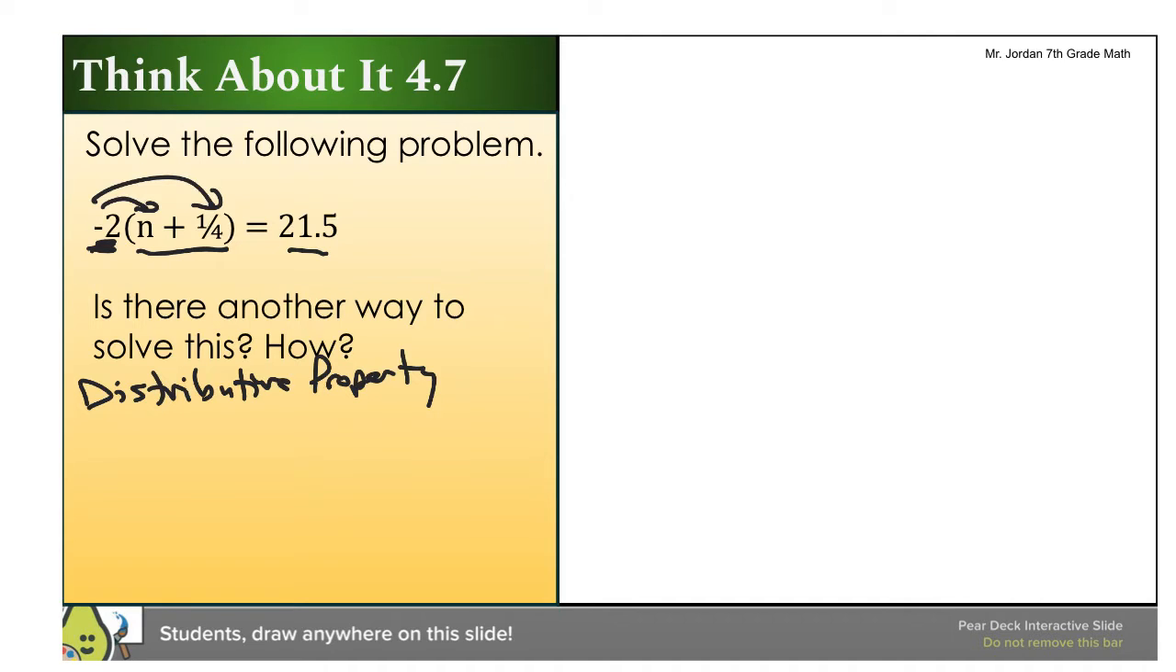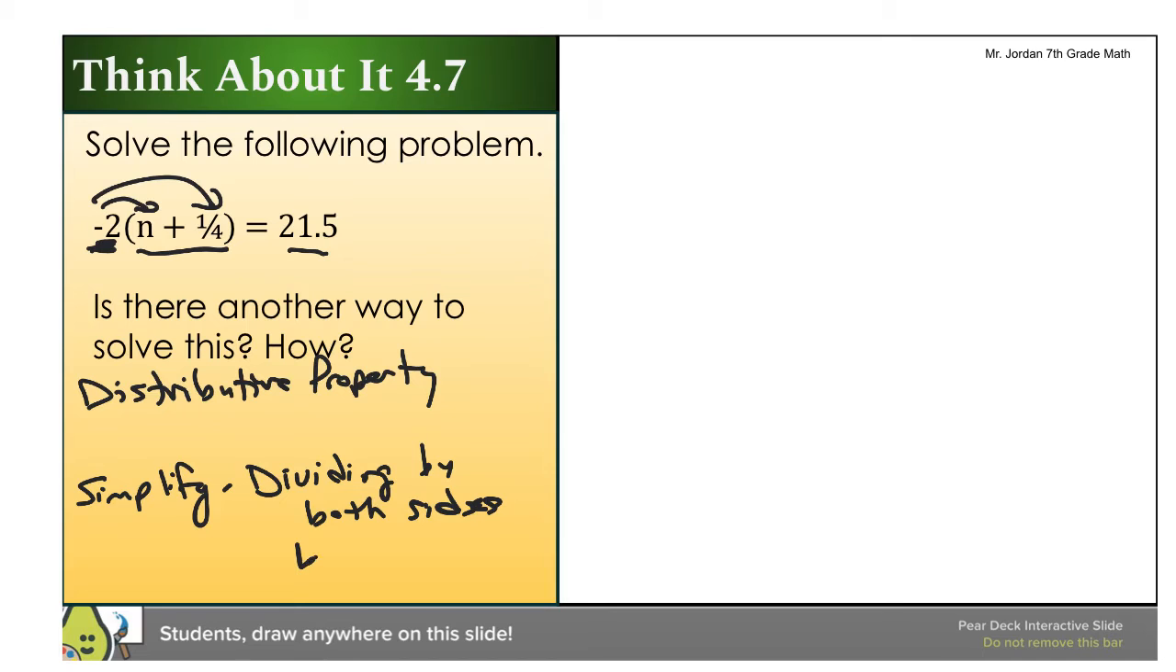The other way is I can actually, in some ways, simplify by dividing both sides by the -2. So I take the same -2, instead of multiplying, I'm going to divide both sides by -2. So those are the two different ways of solving it.